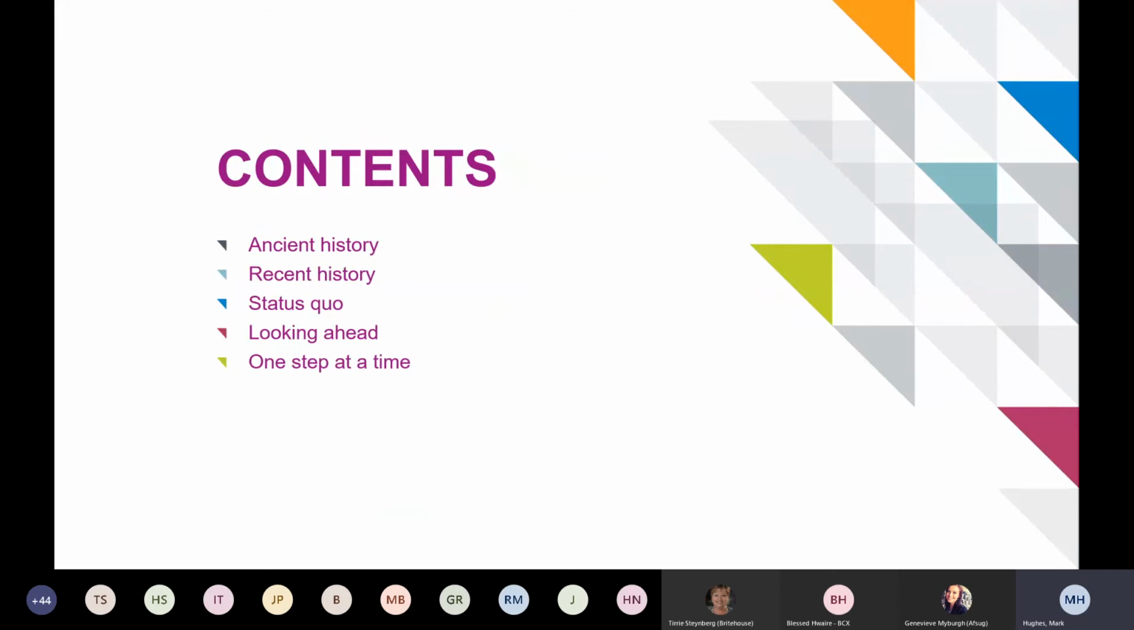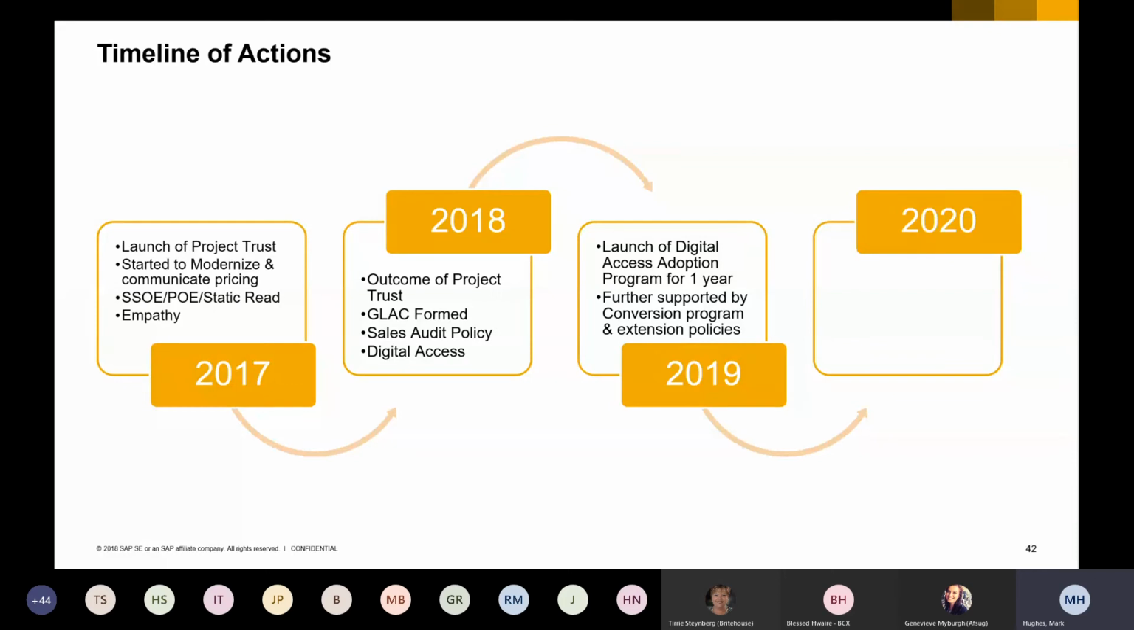Right, I need to go a little bit quicker. I see I'm running out of time, but just briefly looking ahead, the digital access adoption program has been extended, as I said. So you've now, from today, still got 18 months to take us up on the offer to help you do this and to benefit from the pricing models.